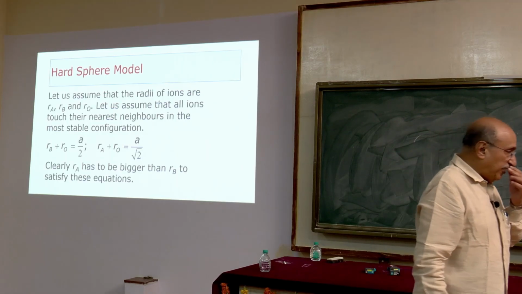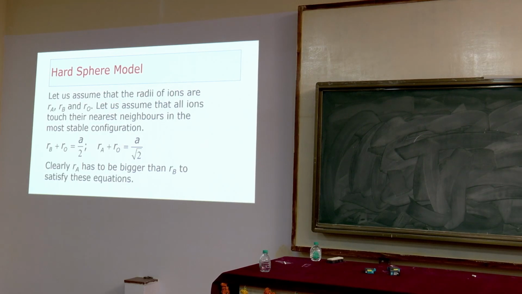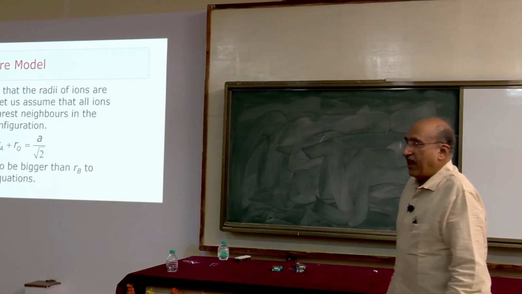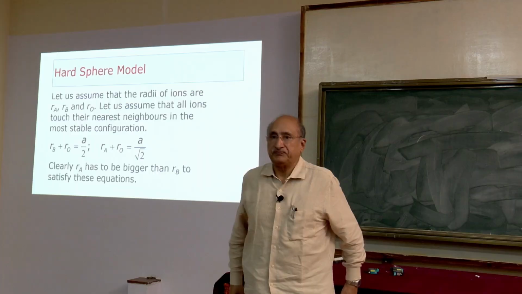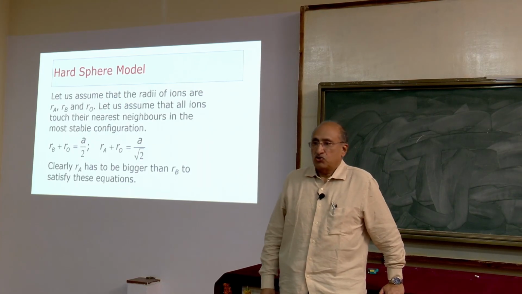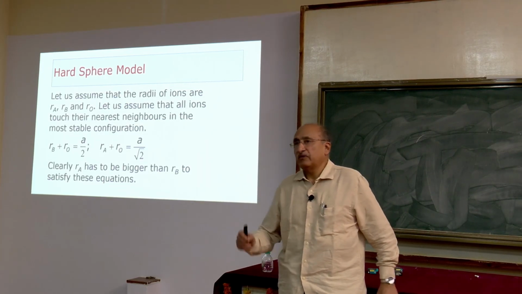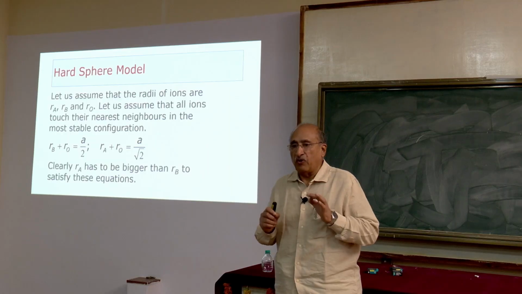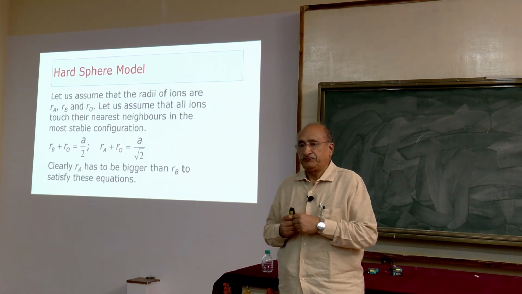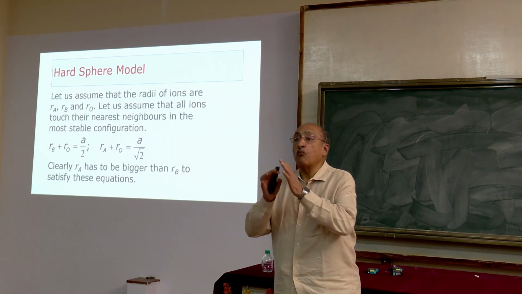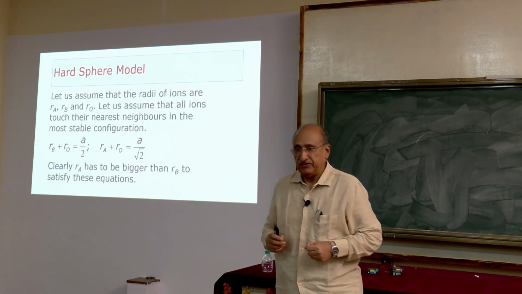Now let's imagine a funny thing. Hard sphere model. Everything is touching every nearest neighbor. All nearest neighbors are touching each other. So let me put it in a proper question form. What should be the ratio of A, B and O ions so that it's the most stable perovskite structure?